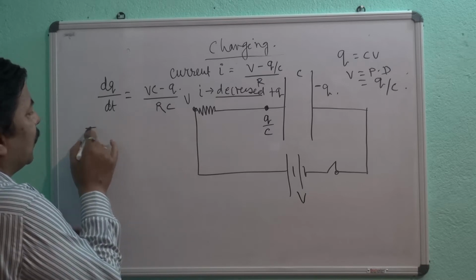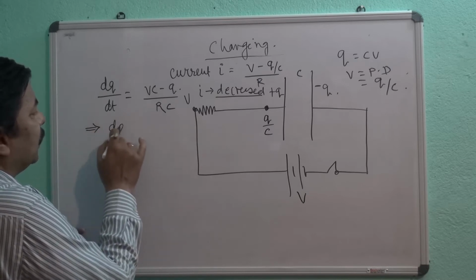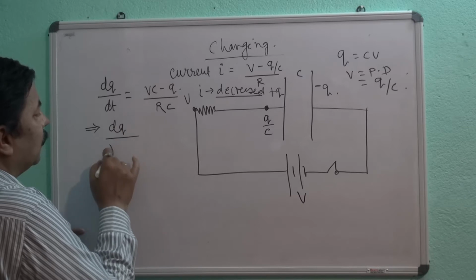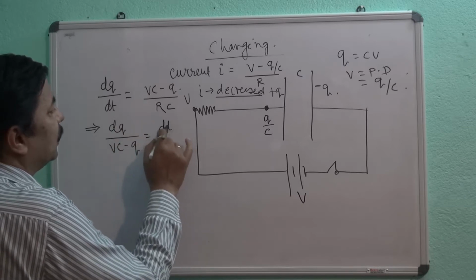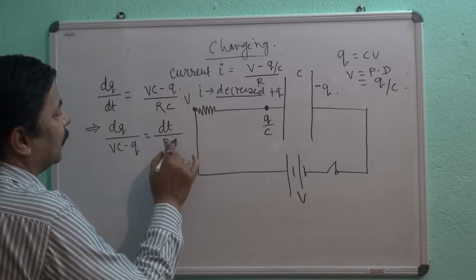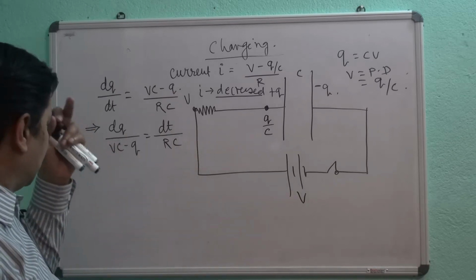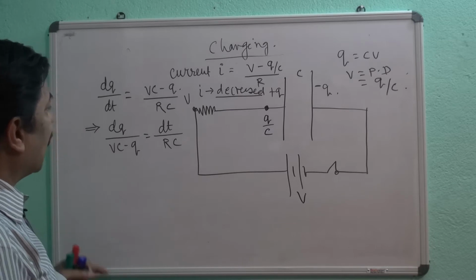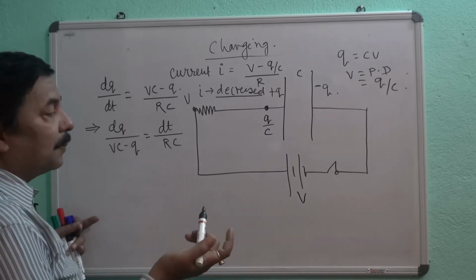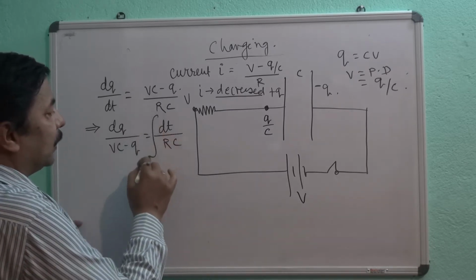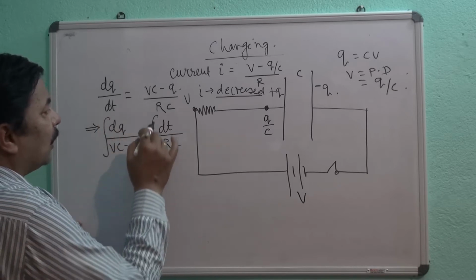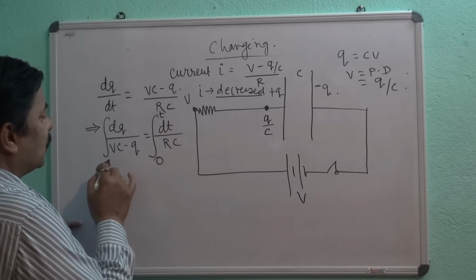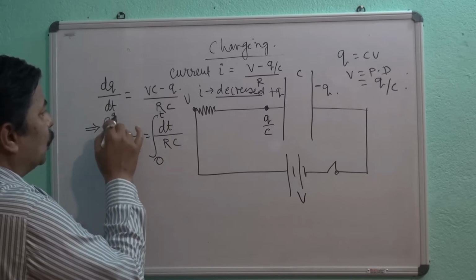So what are we getting? We are getting dq by (Vc minus Q) is equal to dt by RC. Now we are getting the charge as a function of time. So the next step is to integrate it. Initially time is 0, and then to T. Charge is 0 to Q.